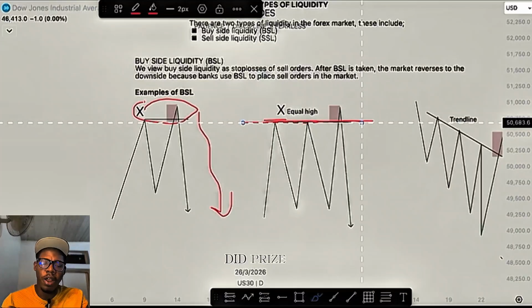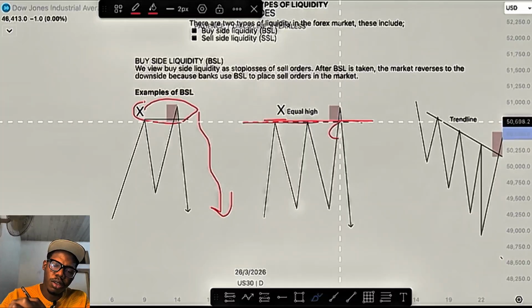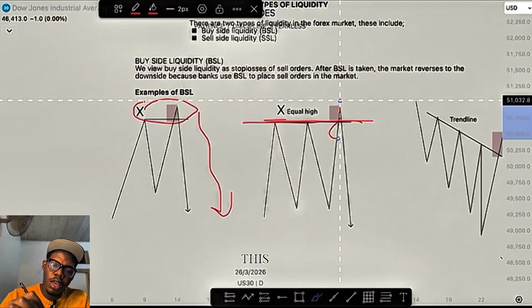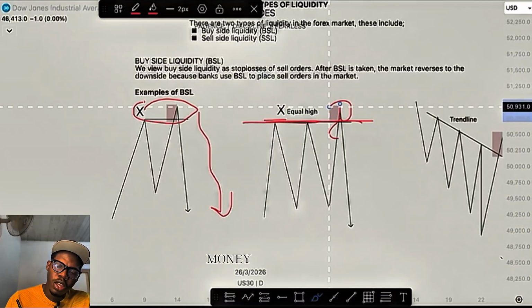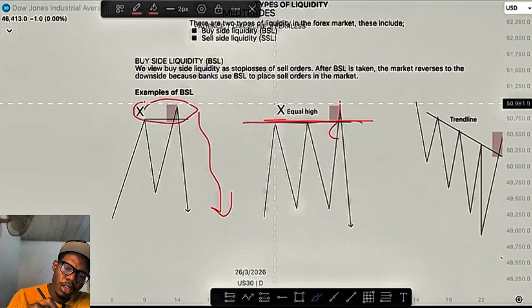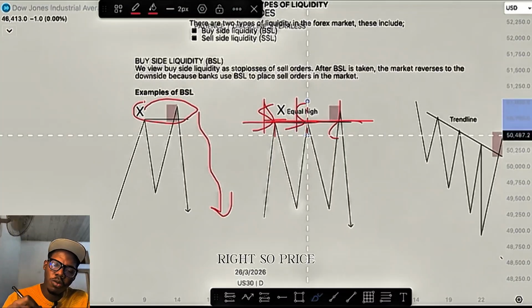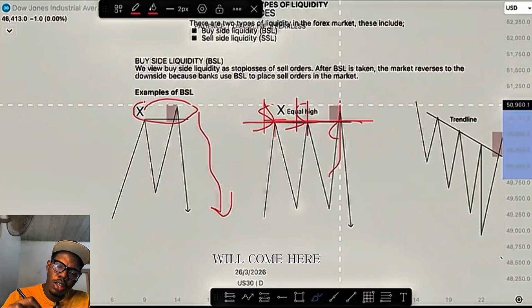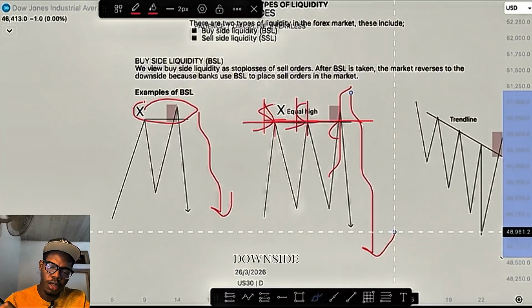So what will the price do? Price will come here and take out this buy side liquidity. You understand? Because their money is present here. There's lots of money here, right? So price will come here, take it out, and then push down towards the downside.